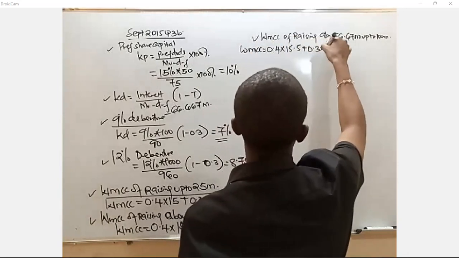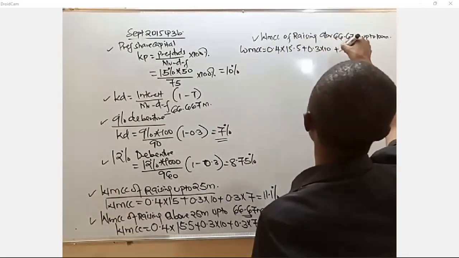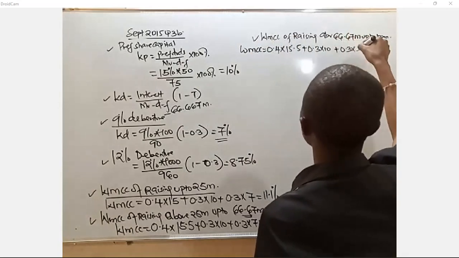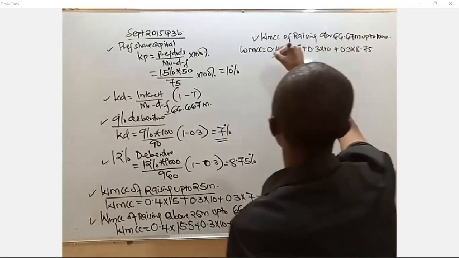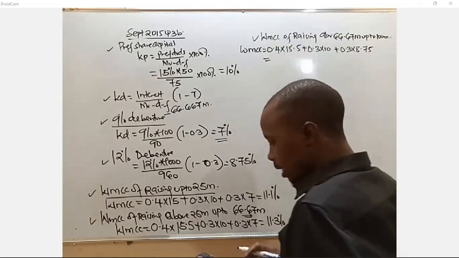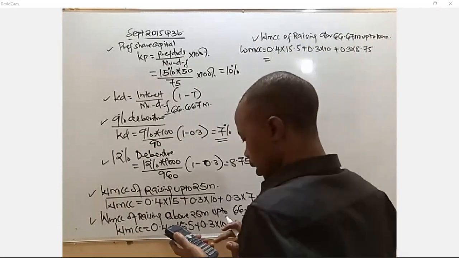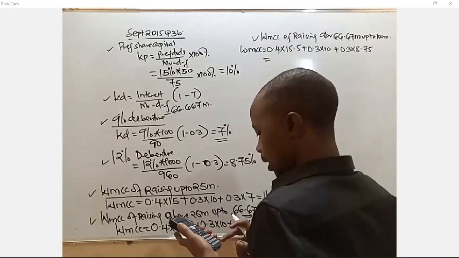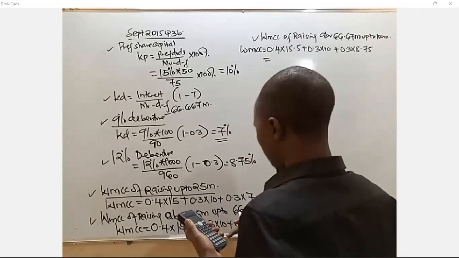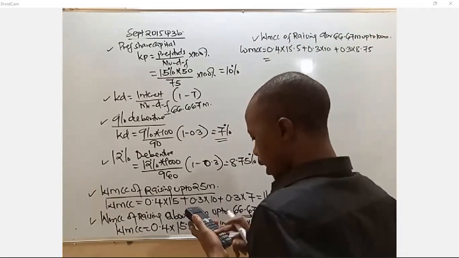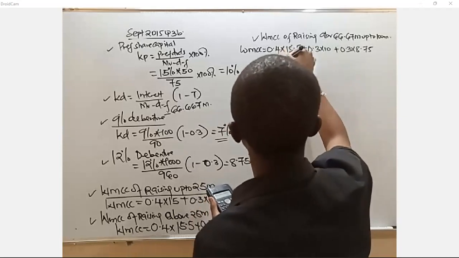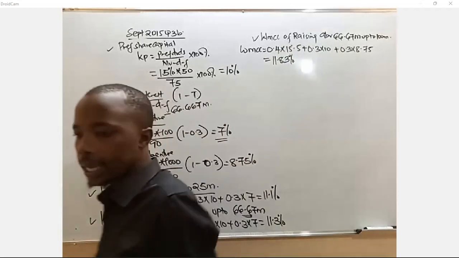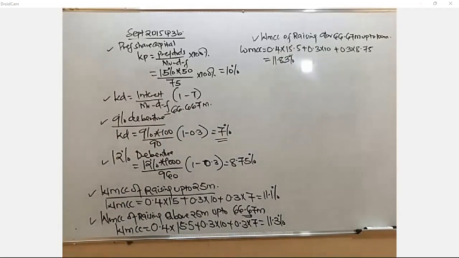The weight of preference remains, correct? Then plus the weight of debt, which is now 0.3, but we multiply it with the expensive debt of 8.75 to help us get more funds. In that case, it will be 0.4 times 15.5 plus 0.3 times 10 plus 0.3 times 8.775. Here we get 11.83%. Anyone who has not understood the concept?